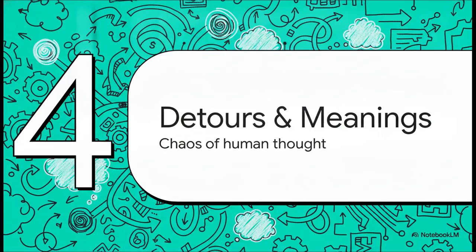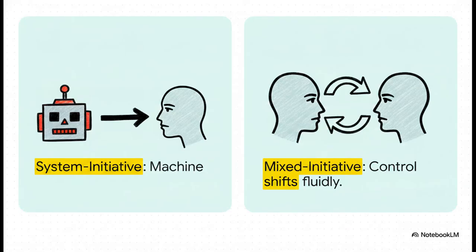Section 4, detours and hidden meanings. Let's talk about the beautiful chaos of human thought. Because let's be real, we rarely speak in perfectly straight logical lines.